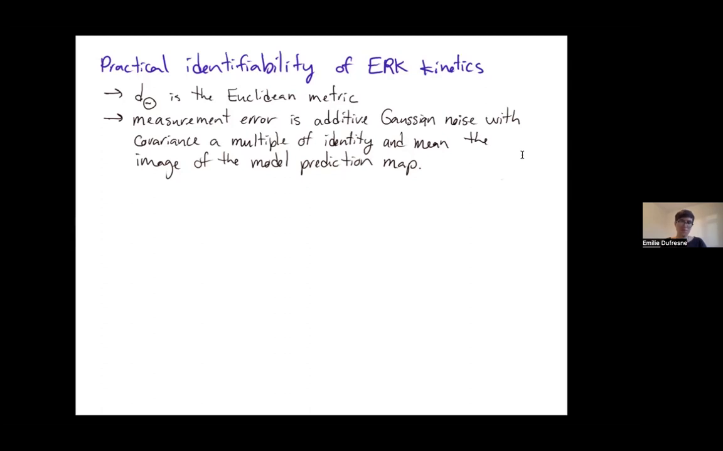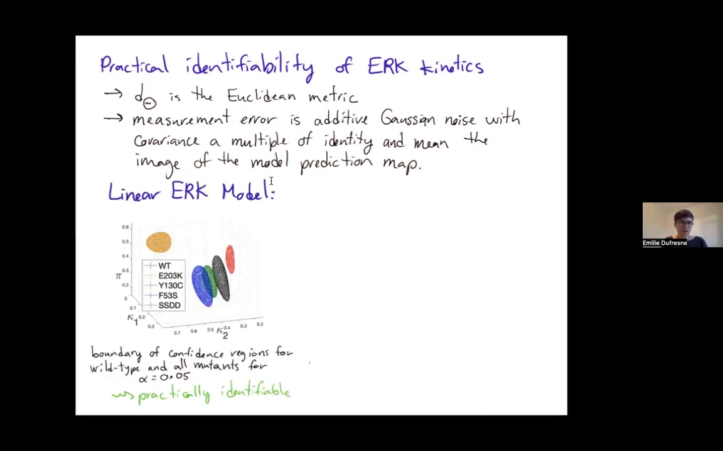So when people are doing least square approximation, they are implicitly assuming that error is additive Gaussian noise with covariance a multiple of identity. So it is the same kind of assumption that others are doing, and it does make things much easier. And in the case of the linear ERK model, where we have an analytic solution of the system, we have an explicit model prediction map.